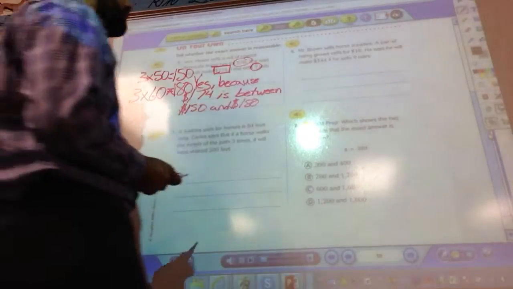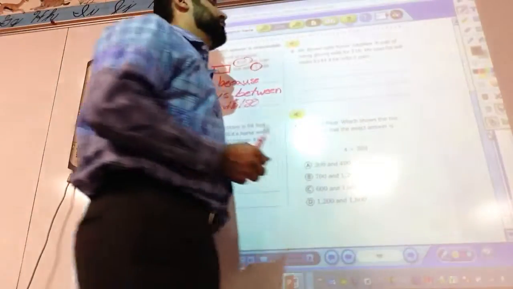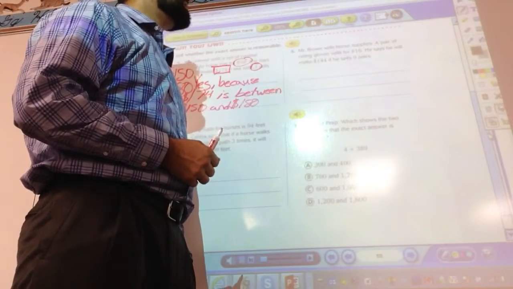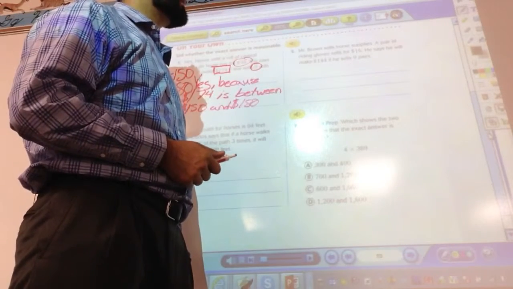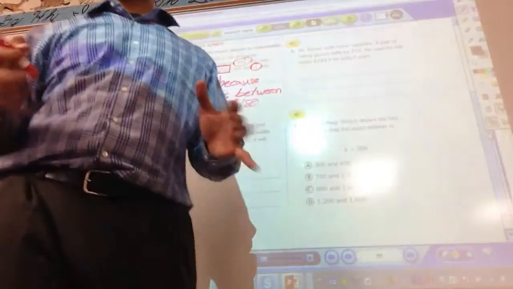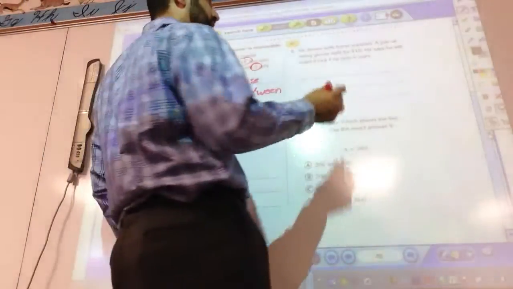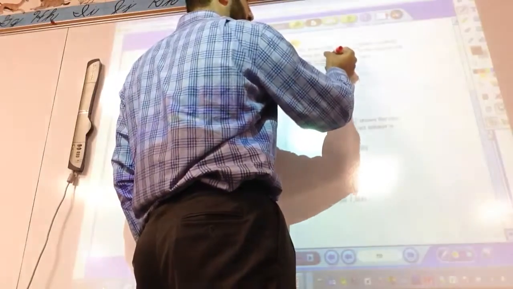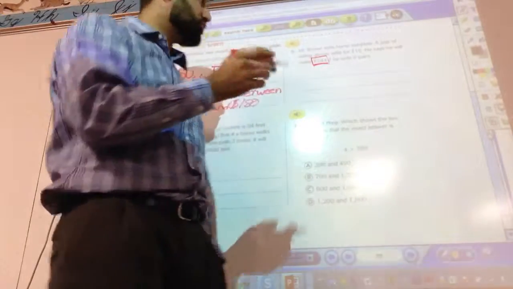Okay. Mr. Brown sells horse supplies. A pair of riding gloves sells for $16. He says he will make $144 if he sells 9 pairs. Now we need to figure out which is our estimate or exact answer. Well, $16 for 9 pairs. 144 is our biggest number. Obviously, that's the number we're trying to round to. So we're going to circle that.